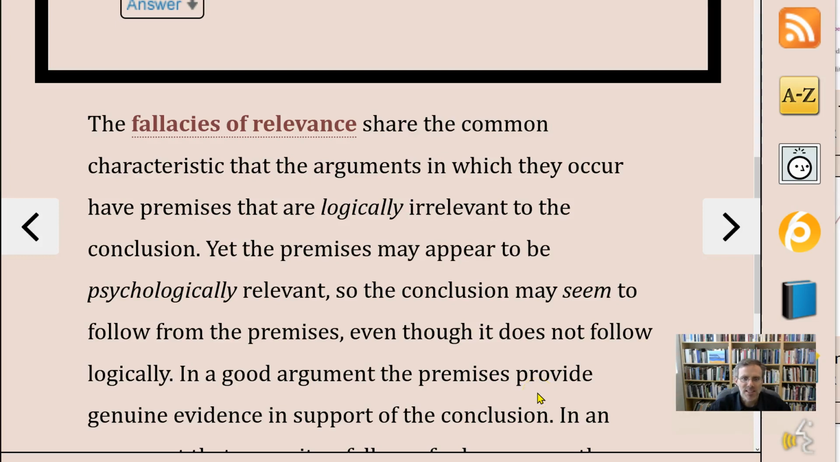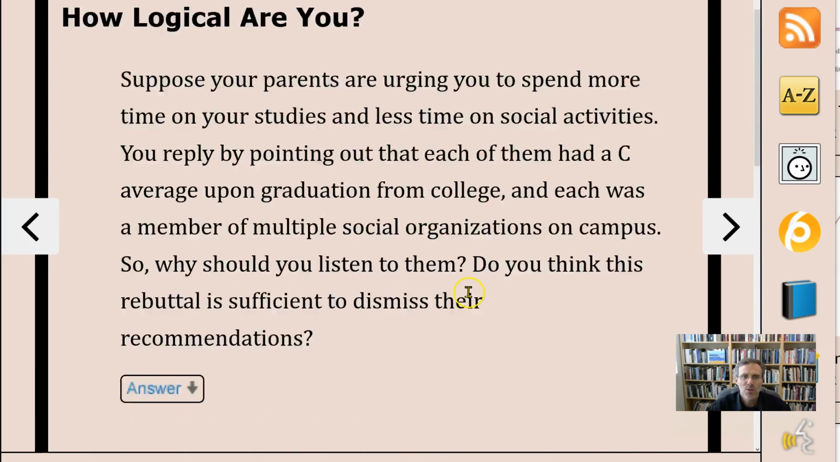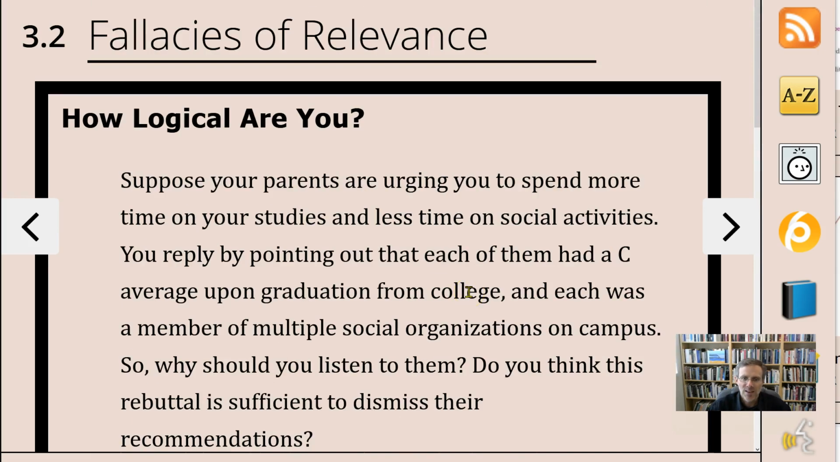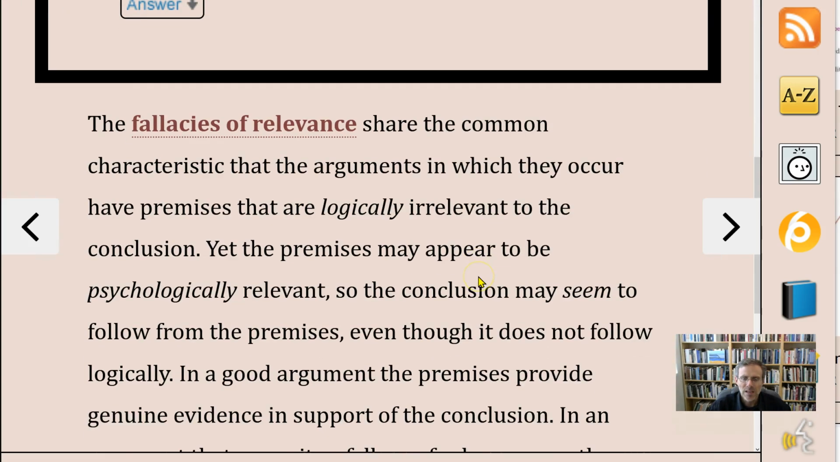This is Philosophy 6, Introduction to Logic at Las Positas College, and this is an introduction to section 3.2, Fallacies of Relevance. So in section 3.2, Hurley introduces us to one subsection of fallacies that we're going to be learning. And section 3.2 is all about fallacies of relevance.